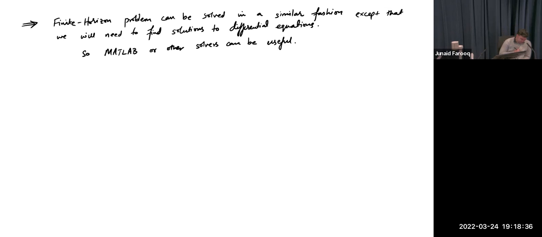But this is a useful thing to know, and in your projects or other applications, when you need a finite horizon of time, you will have to use some solvers to get an optimum controller.